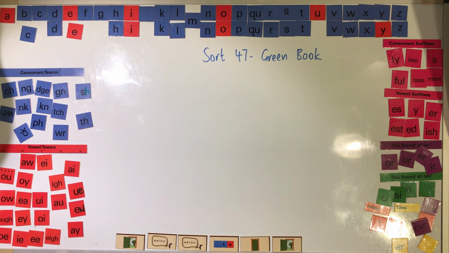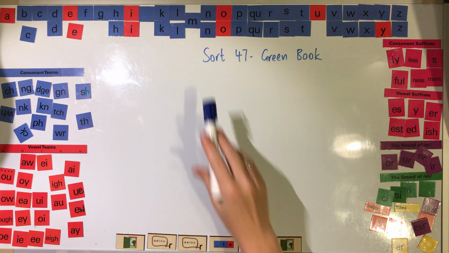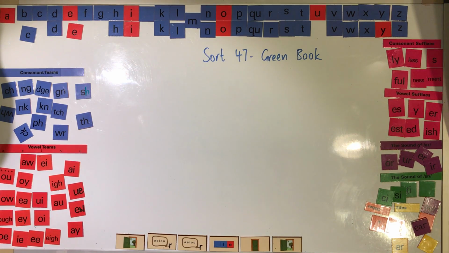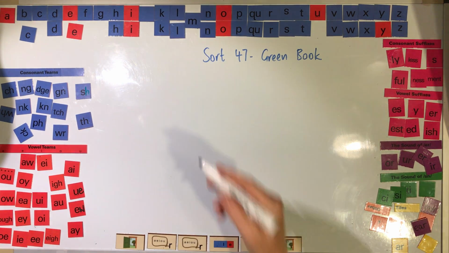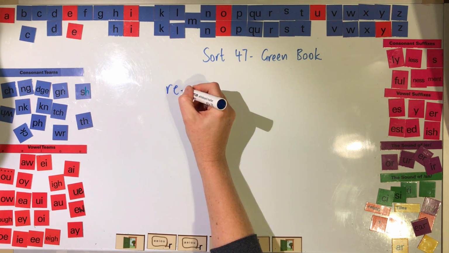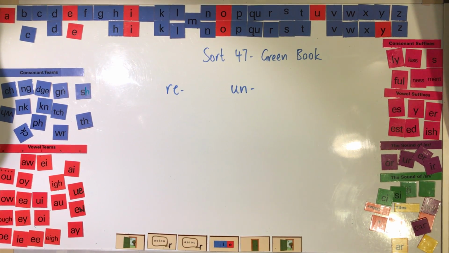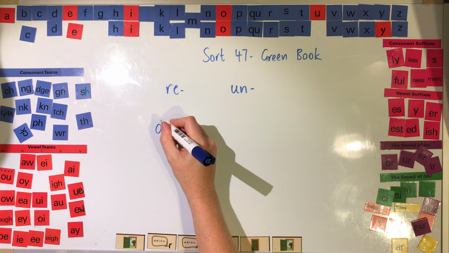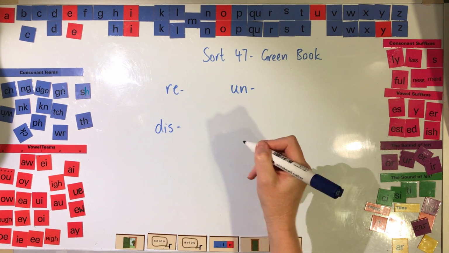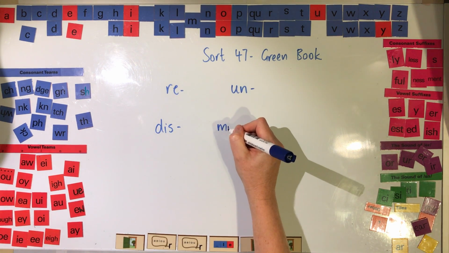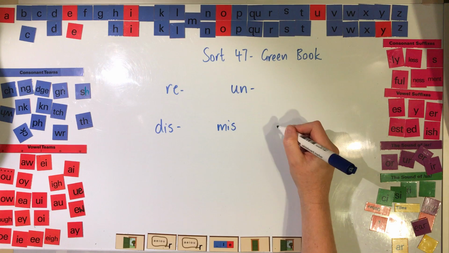We are going to look at sort 47 from the Green Book. Now last week we did the prefixes re and un, and this week we're going to be looking at some more prefixes. So this week we're going to be looking at three more: dis, miss, and pre.